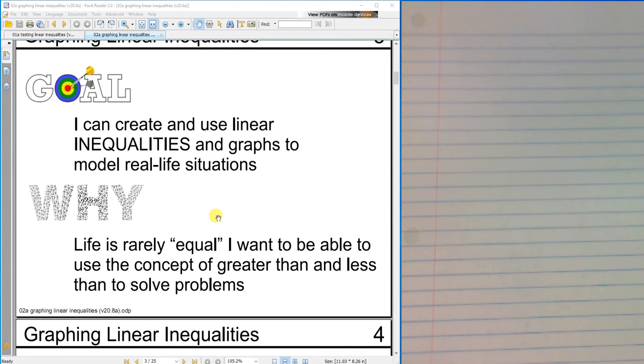Our goal is I can create and use linear inequalities and graphs to solve or to model real life situations. Life is rarely equal. I want to be able to use the concept of greater than and less than to solve problems.